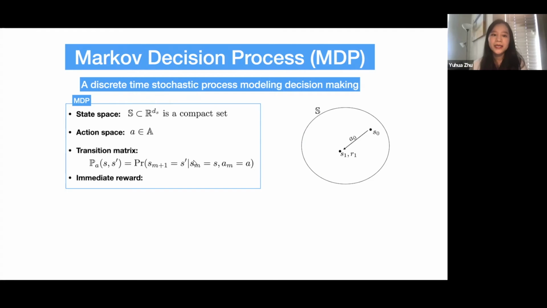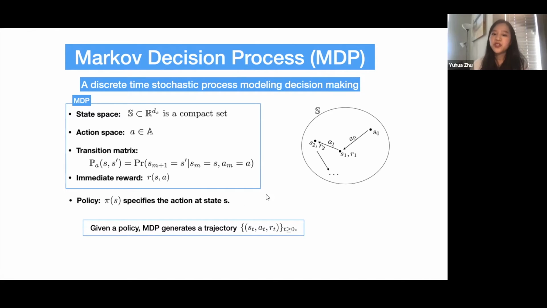The state S1 is determined by a transition matrix, which gives you the probability distribution on the next state, given the current state and current action. And the immediate reward R depends on the state and action. And the policy pi is a map from S to the probability distribution on the action space. So pi(a|s) specifies the probability of taking action A at state S. And given the policy, MDP generates a trajectory, including state, action, and reward at time t.